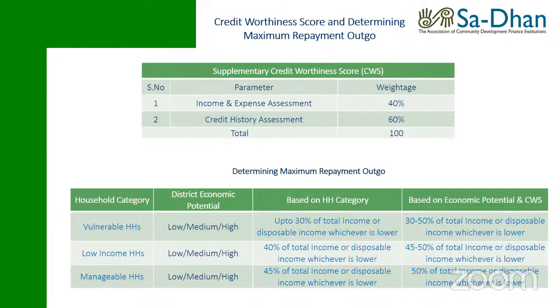It can be done. Next is the manageable household. In general, we're talking about 45% of total income or disposable income, whichever is lower. Depending upon the district economic potential, low, medium, or high, the final indebtedness cap can be fixed. So the main highlights are that we're looking at the well-being category, the economic potential of the district, and the creditworthiness score. Based on all these three, we are fixing the indebtedness limit, which is based on our quantified parameters. Yes, next.